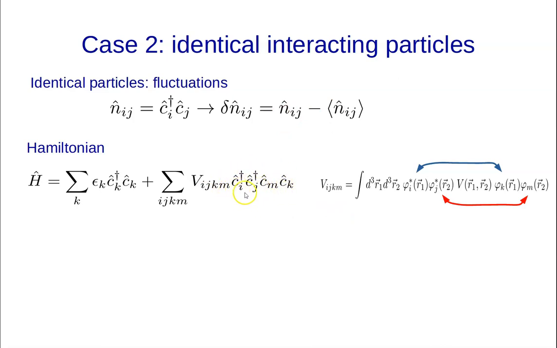Remember that I and K are now in the same position, right? And J and M are also in the same position. I'm going to stress this because this is going to be very important. Now, these can be fermionic or bosonic operators. Now, things will be a little bit more complicated than the previous case.